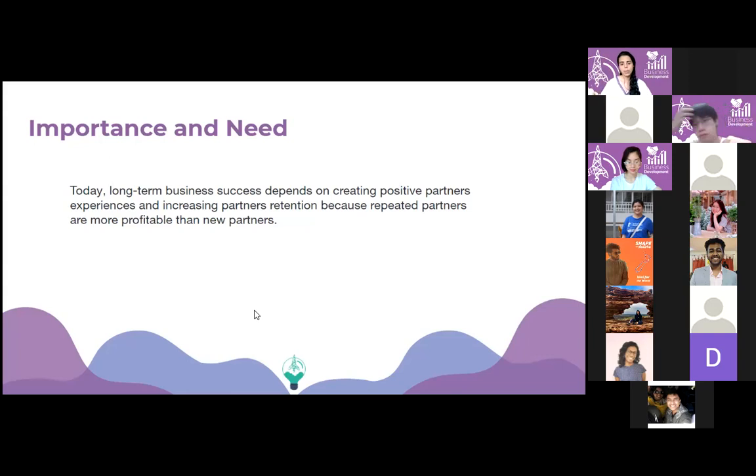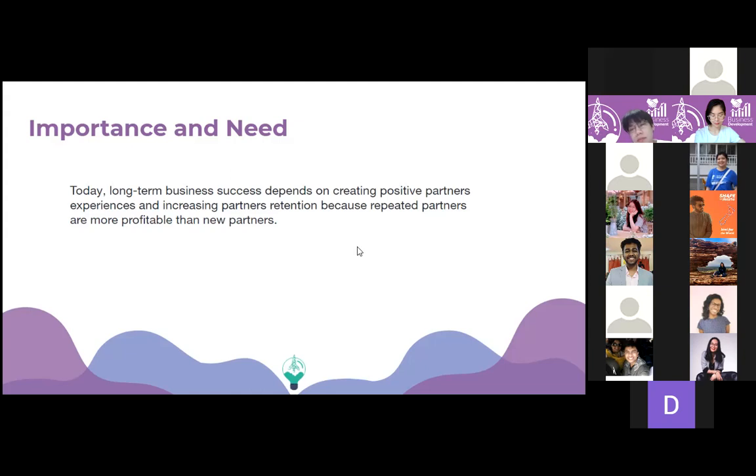So this is how you see that when it comes to a repeated partner, or when it comes to good account management, it actually will turn out to be more profitable than new partners. And of course, if a partner is new and they've not really interacted with you in the past, there's a chance that they will not invest a lot of money with you right away, unless you're very lucky.